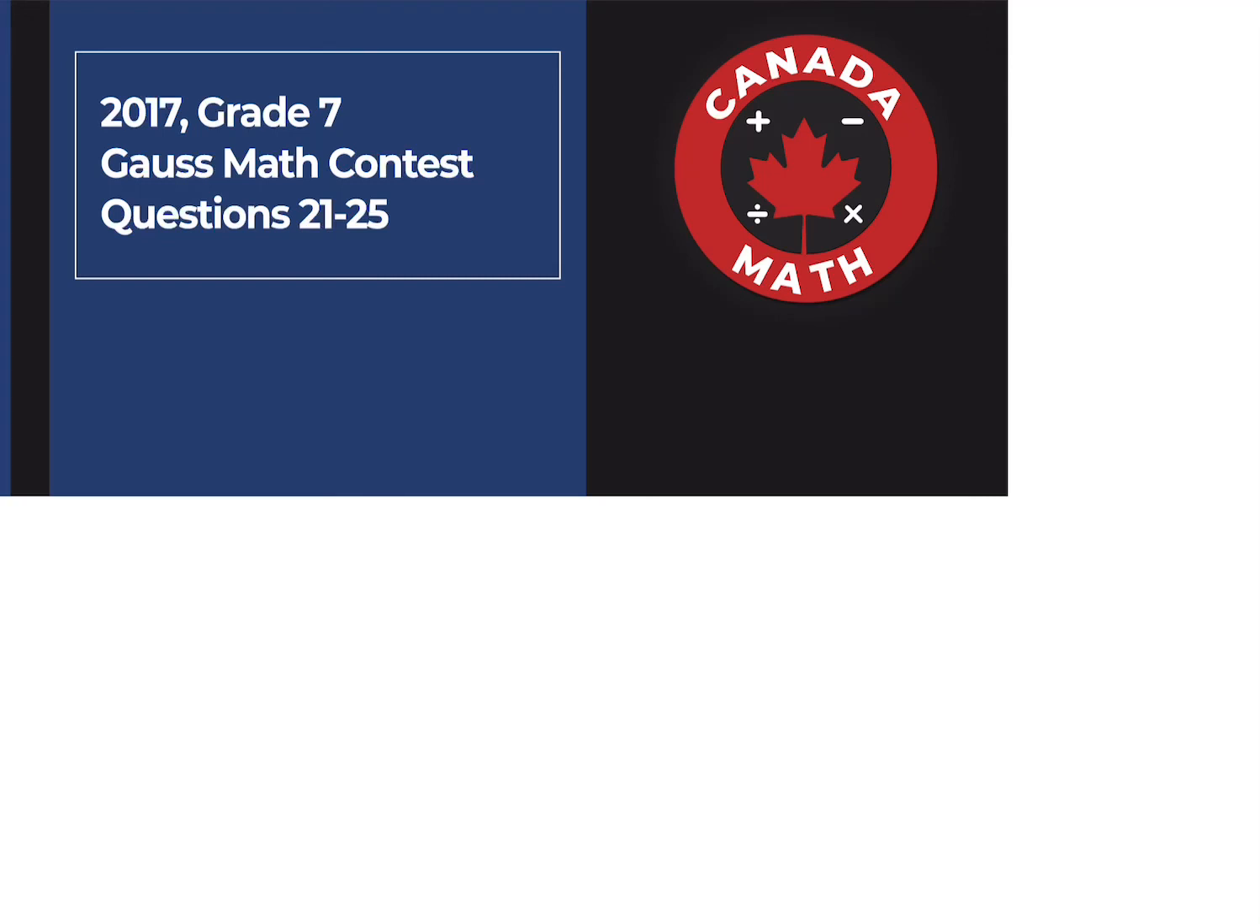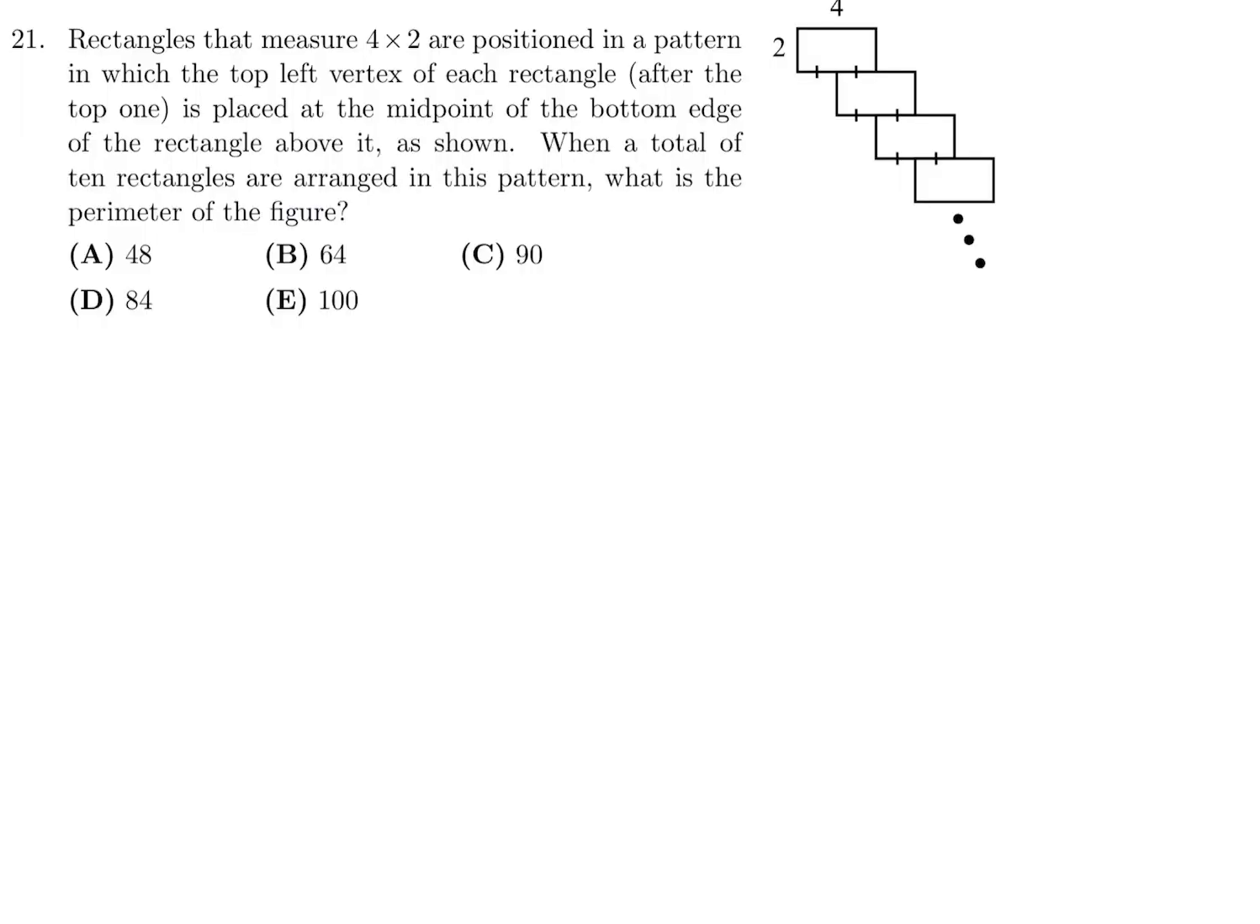Questions 21 through 25 on the 2017 Grade 7 Gauss Math Contest. Rectangles that measure 4 by 2 are positioned in a pattern in which the top left vertex of each rectangle, after the top one, is placed at the midpoint of the bottom edge of the rectangle above it, as shown. When a total of 10 rectangles are arranged in this pattern, what is the perimeter of the figure?